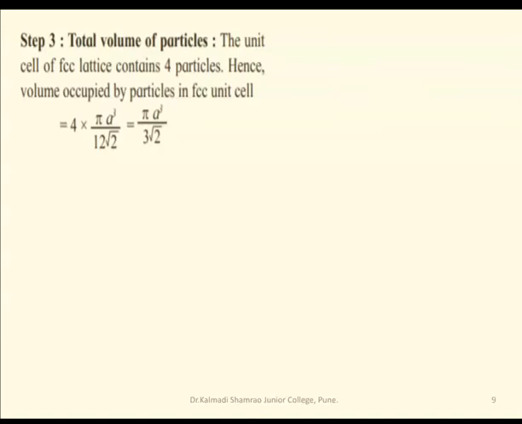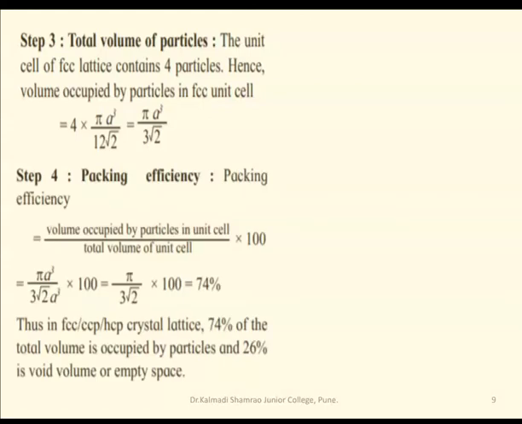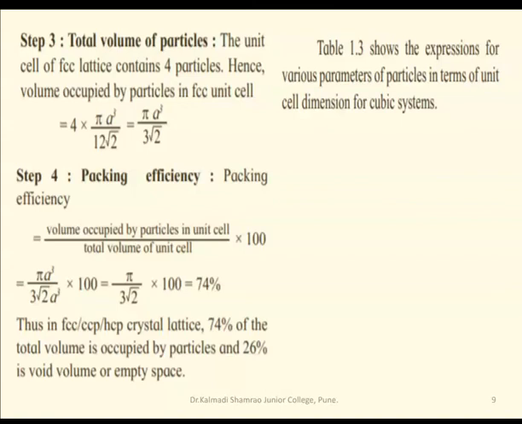The next step is to calculate the total volume of particles. The unit cell of FCC lattice contains 4 particles, hence volume occupied by particles in FCC unit cell is equal to 4 into pi a cube divided by 12 root 2, which is equal to pi a cube divided by 3 root 2. Last step is to calculate the packing efficiency of the FCC structure.